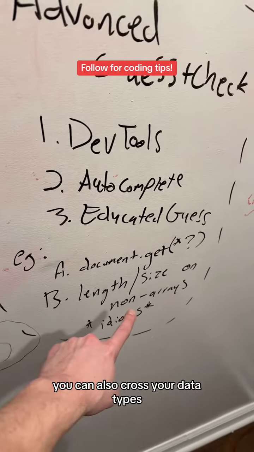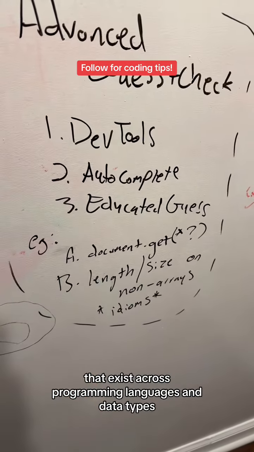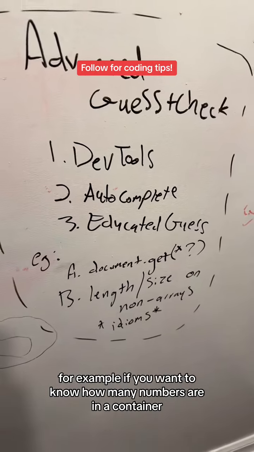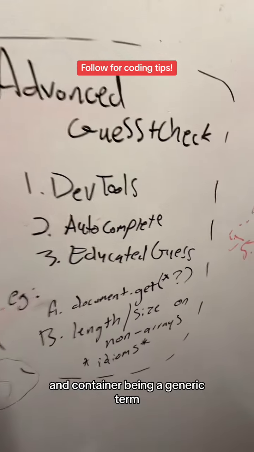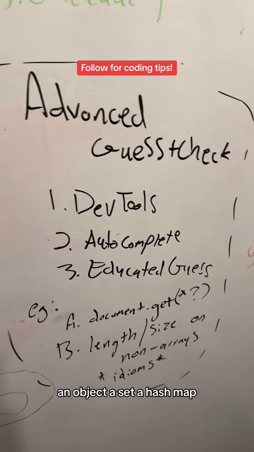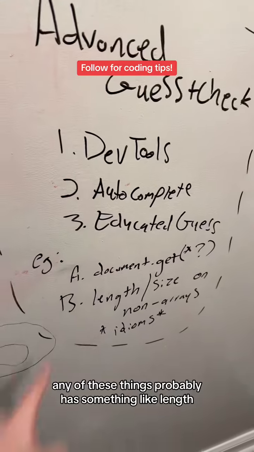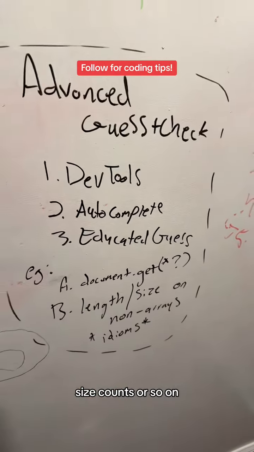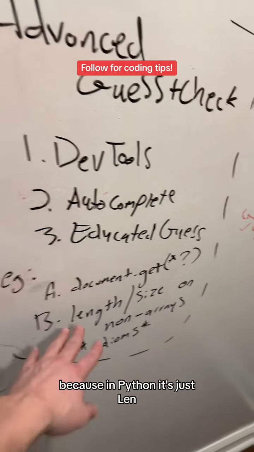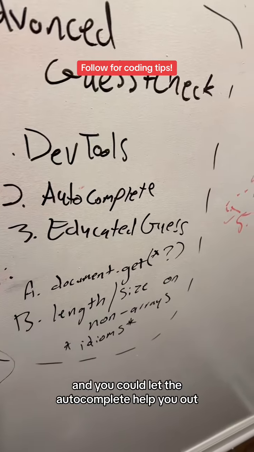You can also cross your data types and leverage idioms that exist across programming languages and data types. For example, if you want to know how many numbers are in a container, and container being a generic term, maybe it's an array, maybe it's a static array, a dynamic array, an object, a set, a hash map, any of these things probably has something like length, size, count, or so on. In the case of length, you might just type len because in Python it's just len. So you might say, I'm not sure, is it len or length? And you could let the autocomplete help you out.